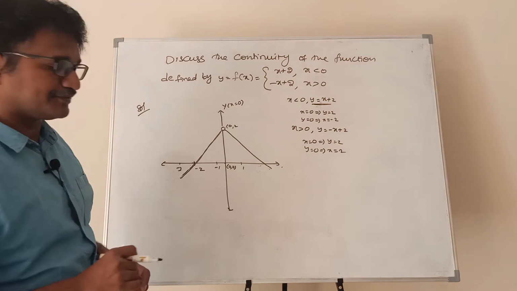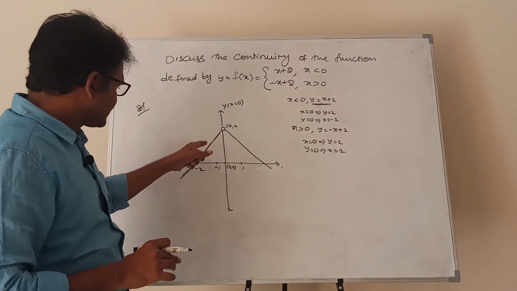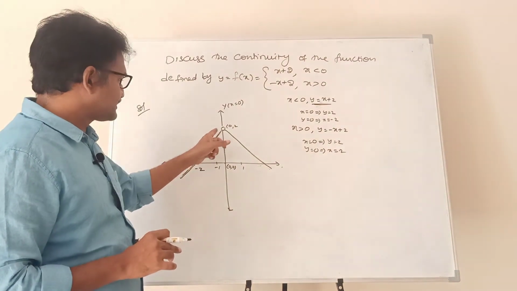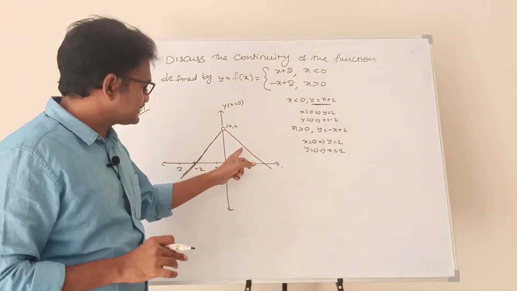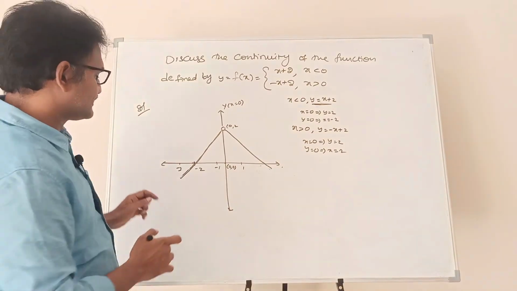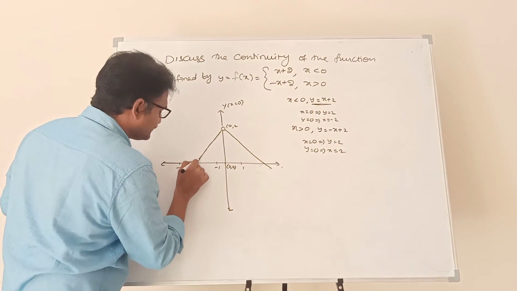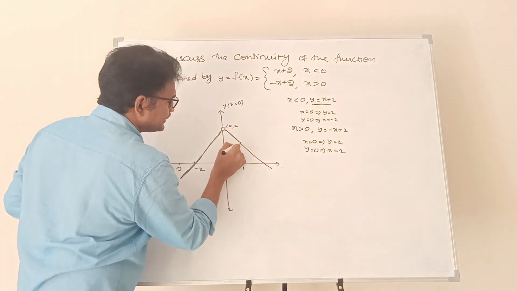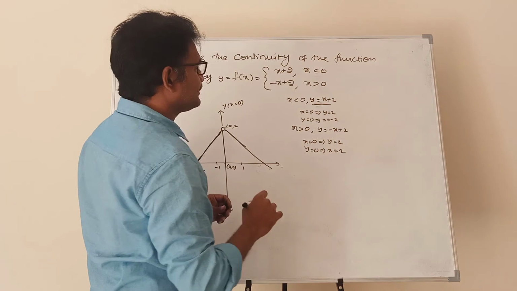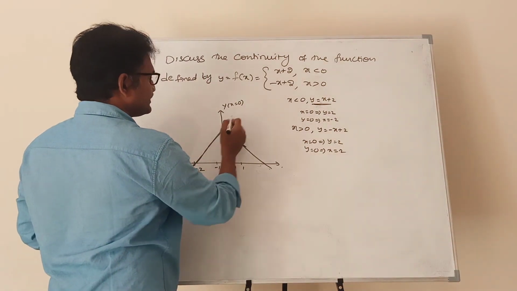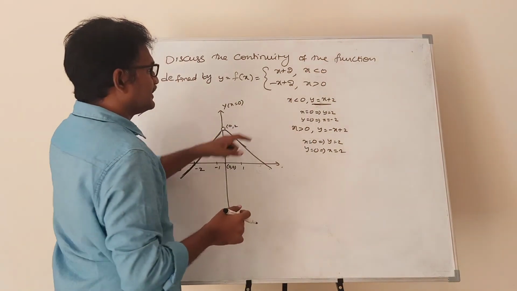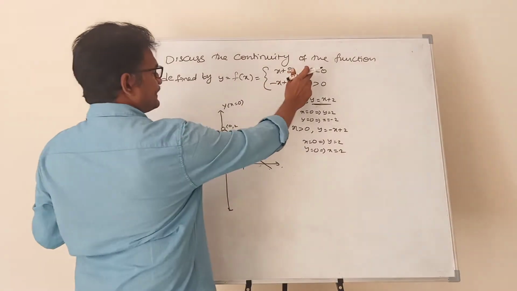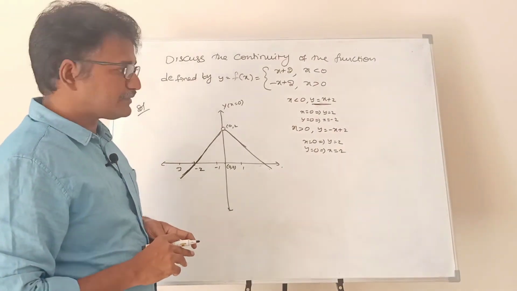If you observe this graph, it is continuous on the left side of the y-axis and continuous on the right side of the y-axis. You need not lift the pen up to the y-axis, and after the y-axis also you need not lift the pen. But at x equal to 0, there is no value. X less than 0 is there, x greater than 0 is there. That's why this graph is discontinuous at x equal to 0.